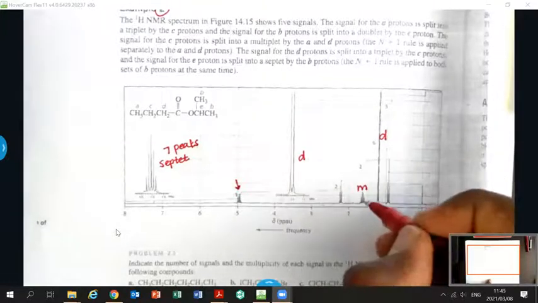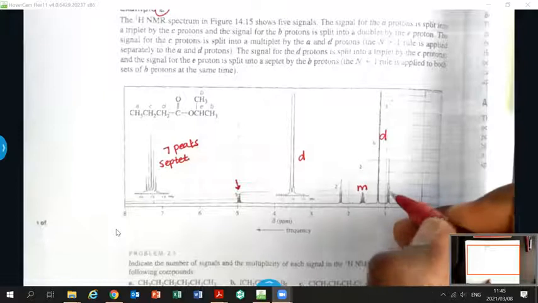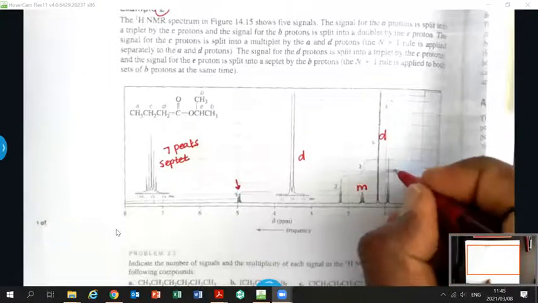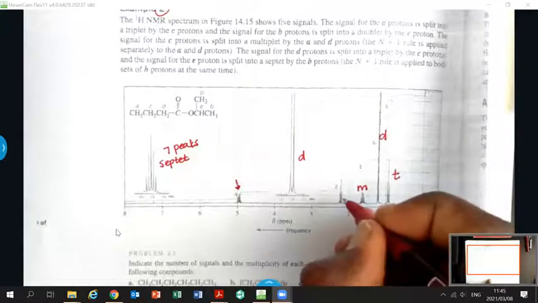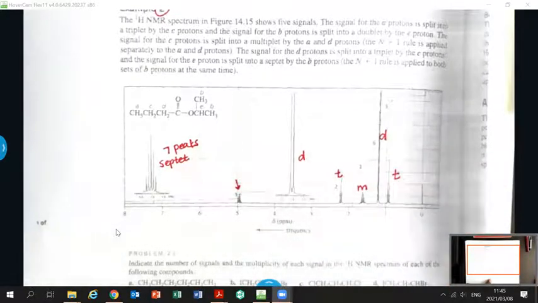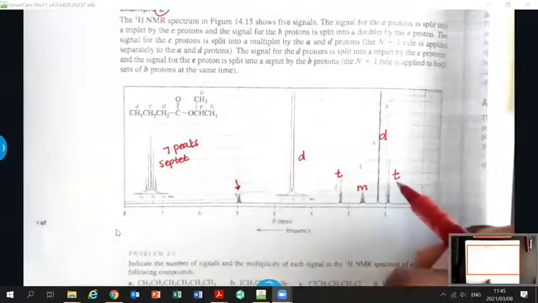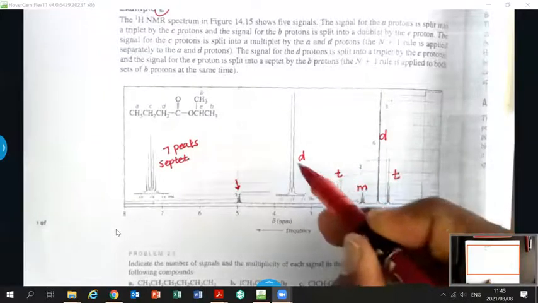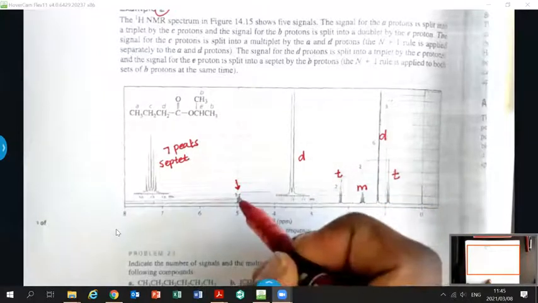I can't see anything here. This I can see clearly on my side, it's a triplet, right? There's 3 lines, and I can see also clearly this is a triplet on my side, right? In the exam or so, I'll make it such that you see very clear spectra, so nothing is ambiguous. All right, so I've got a triplet, a doublet, a multiplet, a triplet here, and then this is a septet.